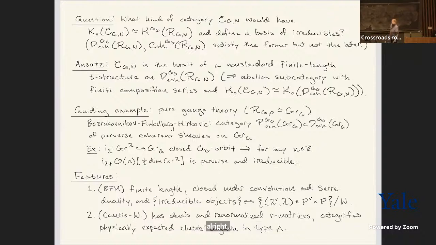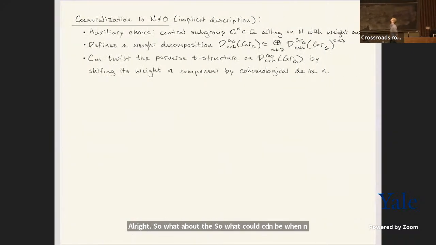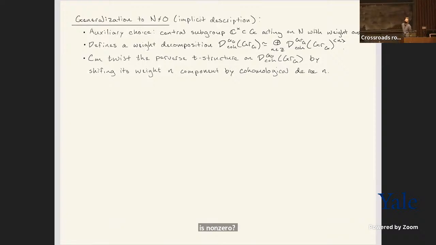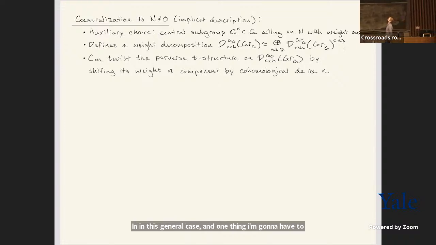All right, so what could C_G^n be when n is non-zero? The first thing to say is that for various reasons, the perverse t-structure does not naively extend in a useful way. So we have to do something really different from the n equals 0 case to get a good answer. Let me try to give you two descriptions of an answer in this general case. One thing I'm going to have to do at the outset is make an auxiliary choice. I'm going to choose a central subgroup of G isomorphic to C^*, really just a central co-character, which acts on N with weight 1.